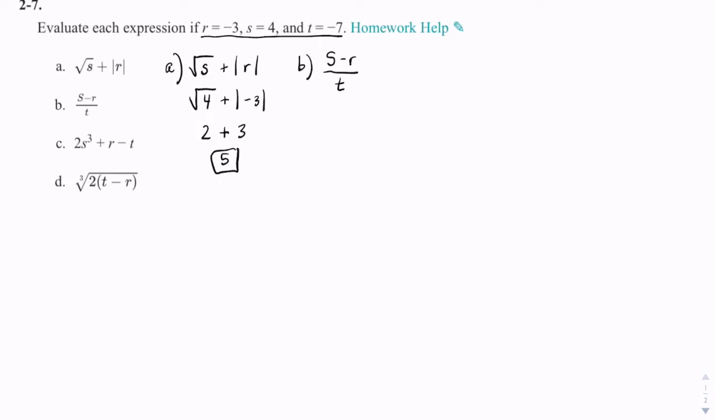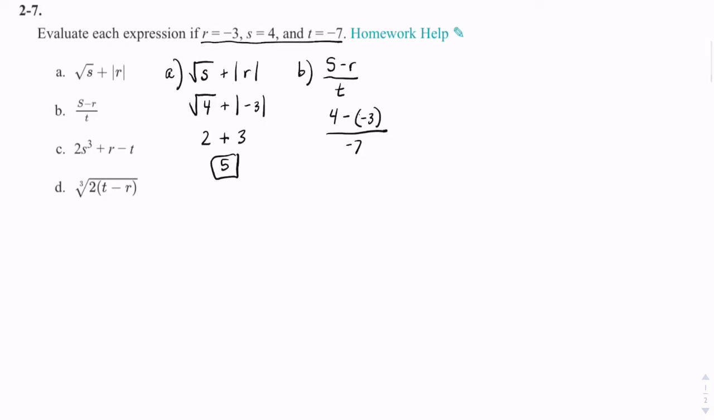For B, the expression is S minus R all over T. So we'll substitute in. S is 4. R is negative 3. And T is negative 7. So 4 minus negative 3, that's 4 plus 3, over negative 7. So we have 7 over negative 7, which is negative 1.